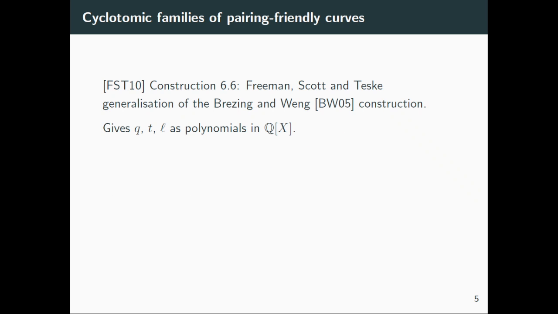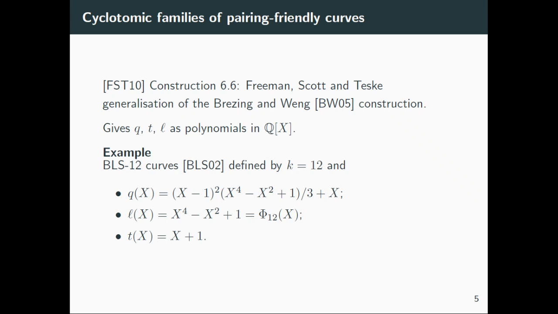We will use a generalization of the Brezing and Weng construction, detailed in the taxonomy of Freeman, Scott, and Teske, referred to as construction 6.6. This method gives q, t, and L as polynomials with rational coefficients. BLS curves are examples of curves that can be constructed through this method. This construction 6.6 is said to define cyclotomic families of pairing-friendly curves as the order L is given by a cyclotomic polynomial.